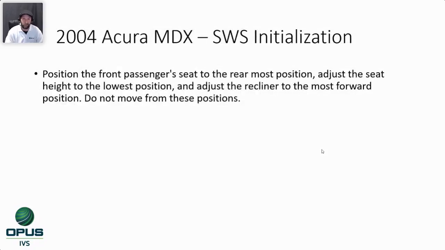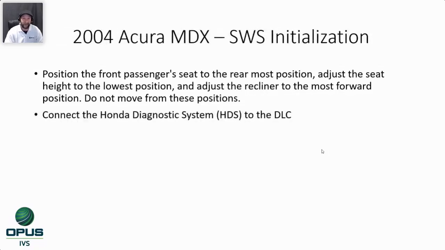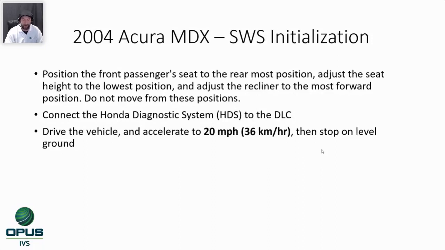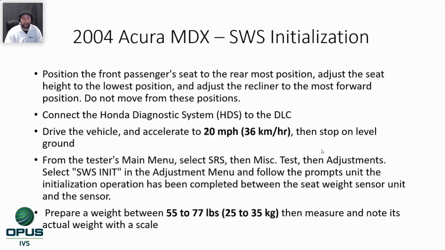So we need to position the front passenger seat to the rearmost position, adjust the seat height to the lowest position, adjust the recliner to the most forward position. Don't move it. That's key. Connect the HDS or an OE equivalent scan tool. It'll say HDS because I'm going to read you guys what's in the factory information so that way we have the correct info coming to you. We want to drive the vehicle and accelerate it to 20 miles an hour and then stop on level ground. Not always easy to do, but it is required.